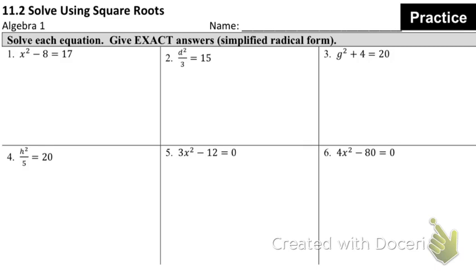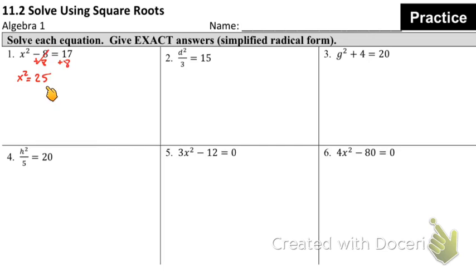The first thing we want to do is isolate our x term. So our x squared, we want to get it by itself. Anything adding, subtracting, multiplying, or dividing this x term needs to move to the other side. The only thing here is negative 8. It's subtracting 8, so to move it to the other side, we're going to add 8. This cancels out, and now we're left with x squared equals 25.